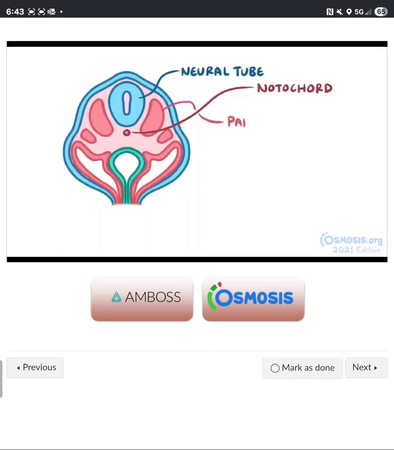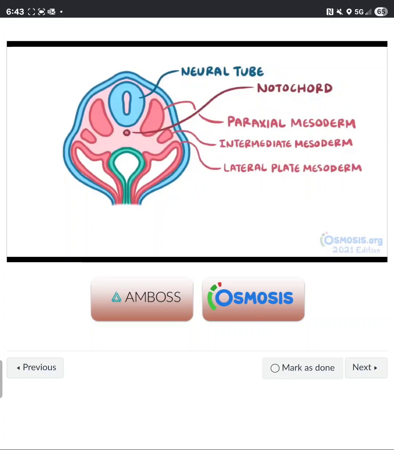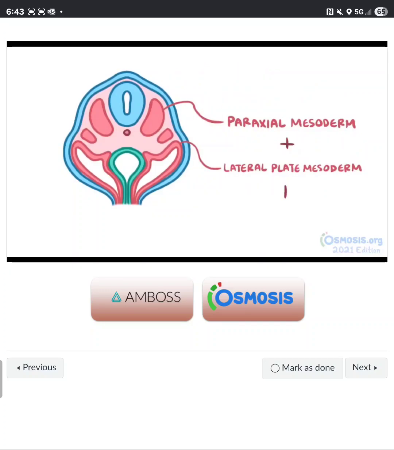Immediately flanking the neural tube, there's the paraxial mesoderm. Next, there's the intermediate mesoderm, and finally the lateral plate mesoderm. The intermediate mesoderm gives rise to the urinary and genital systems, while the paraxial mesoderm and lateral plate mesoderm work together to give rise to most of the bones and muscles in our body.